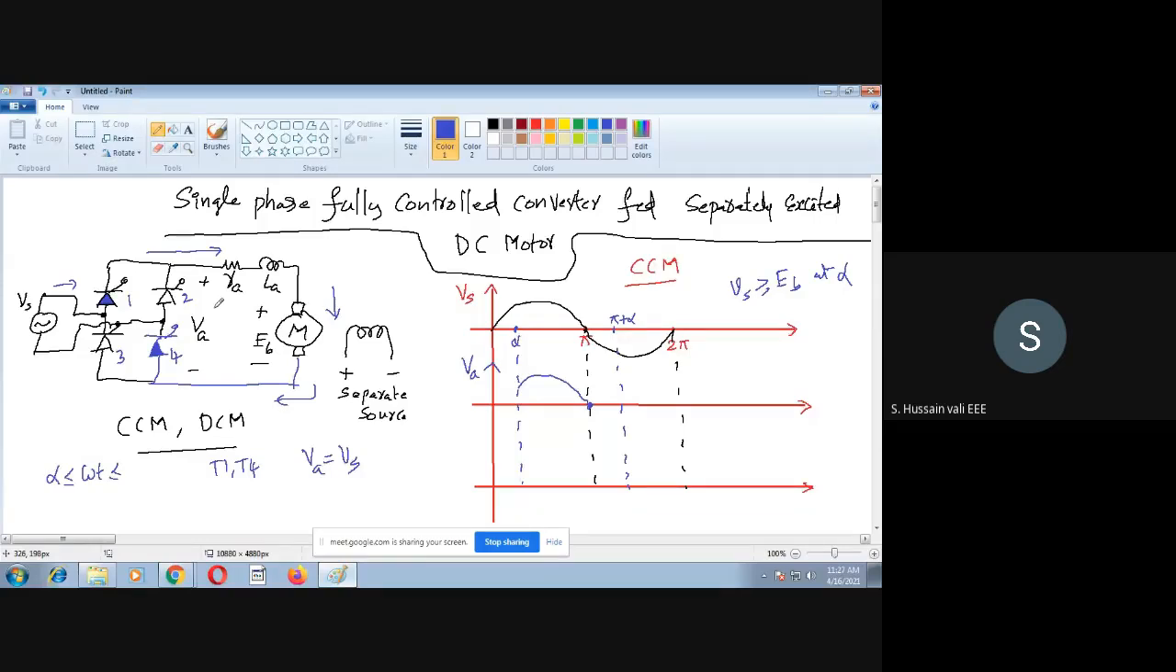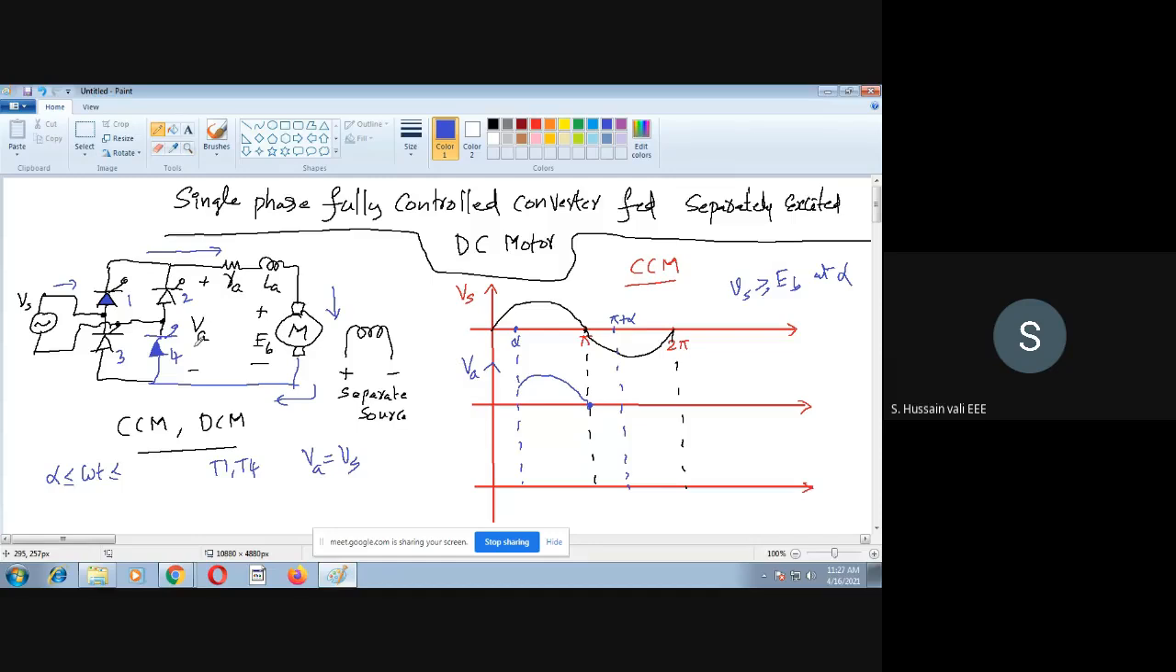And we are considering the case of continuous conduction. So that's the reason that at pi, the energy in the inductor LA will force the thyristors 1 and 4 to conduct for some more duration, till the energy in the inductor becomes zero, or gets dissipated in RA or some other process. Till that time, it forces thyristors 1 and 4 to conduct for some more time.